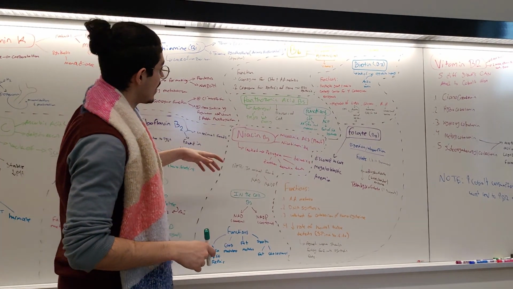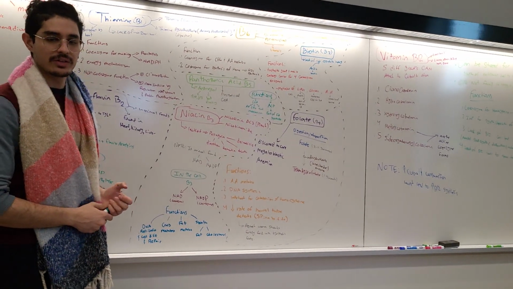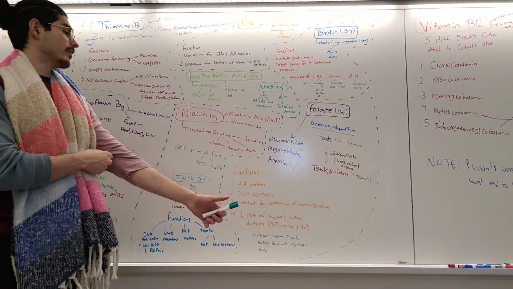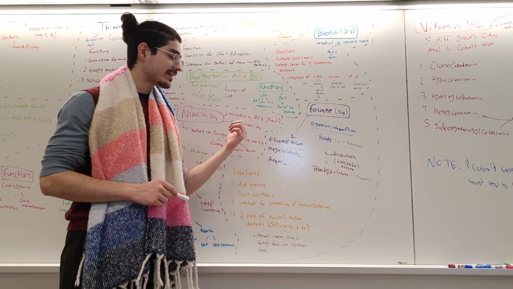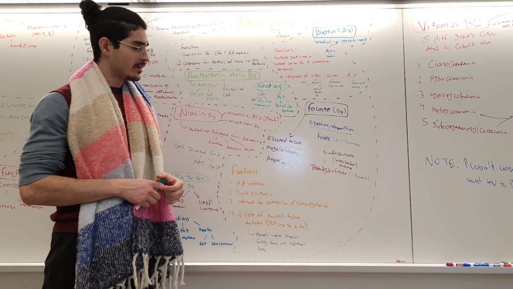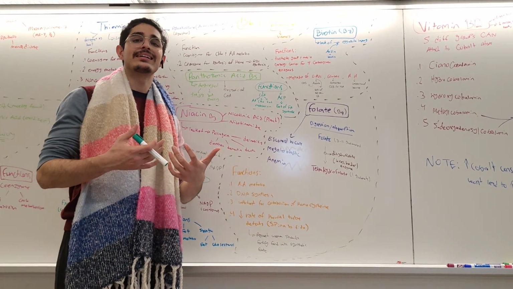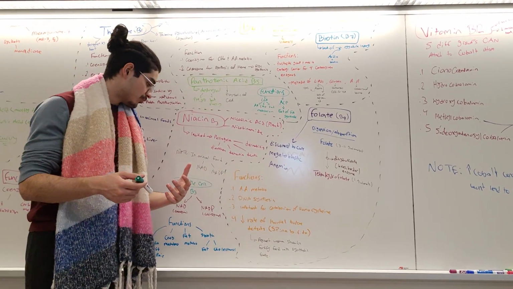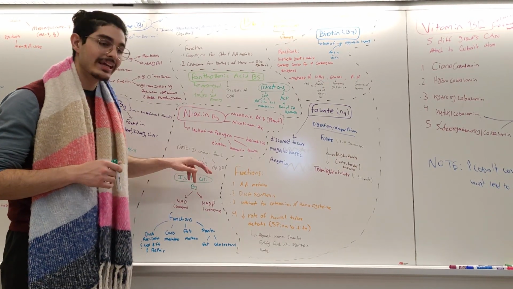Okay, so now let's talk about B3, niacin. Niacin can come in two forms: nicotinic acid, which is found in plants, or nicotinamide. Now I said nicotinic acid is found in plants, but what do you normally eat when you're eating animal foods? Well, when you're eating animal foods, you're actually ingesting it in forms of NAD and NADP.